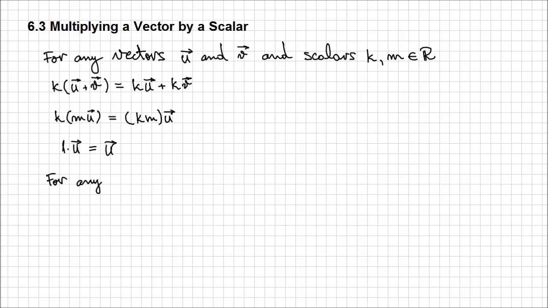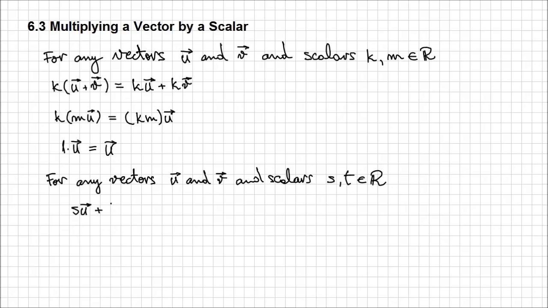Again, for any vectors u and v and the scalars s and t, two real numbers, the following expression, su plus tv, is called a linear combination, right? So you have scalar multiples of those vectors. Just in case you are encountering this terminology, you should be familiar with what it represents.